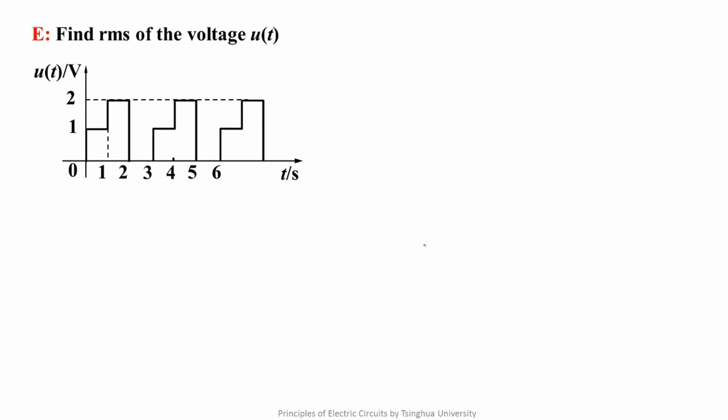Next, let's do an exercise. This voltage wave is a periodic one whose cycle T is 3 seconds. According to the definition, its effective value, or RMS value, is the square root of 1 over 3 times the integral of the square of u from 0 to 3.